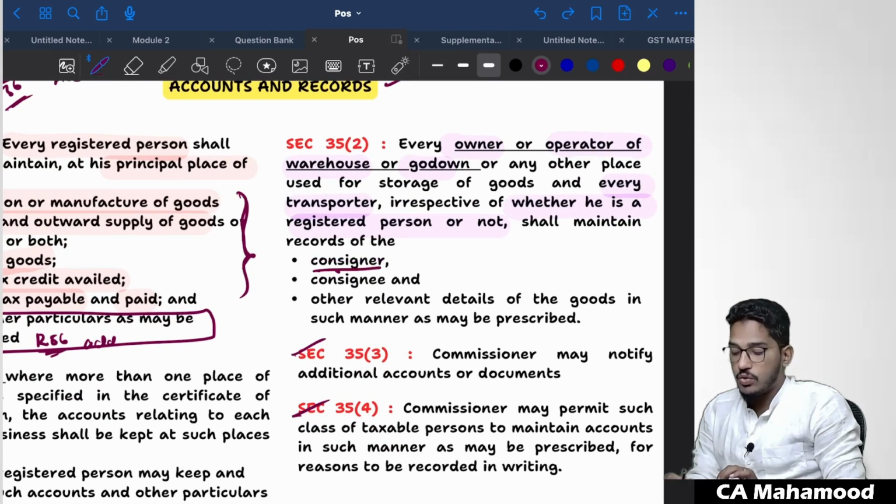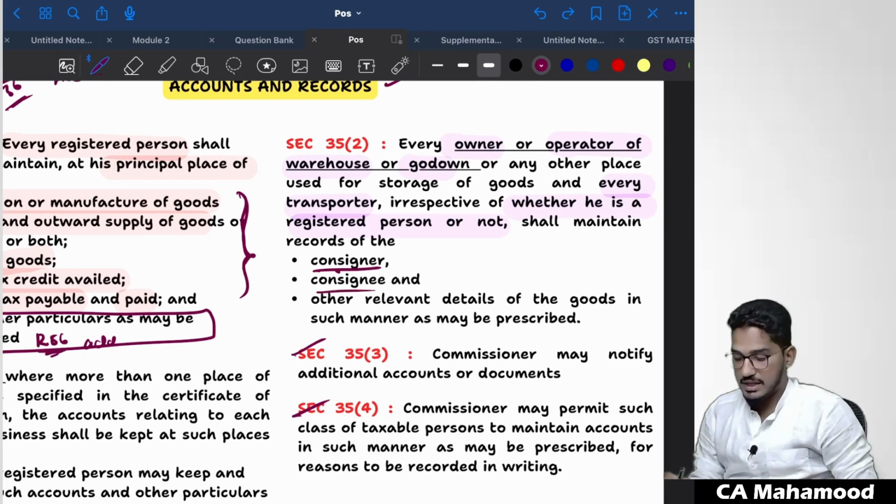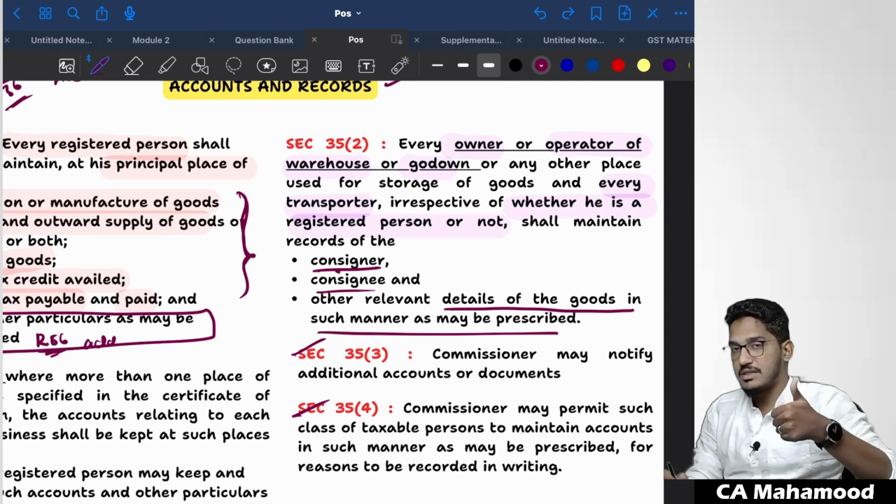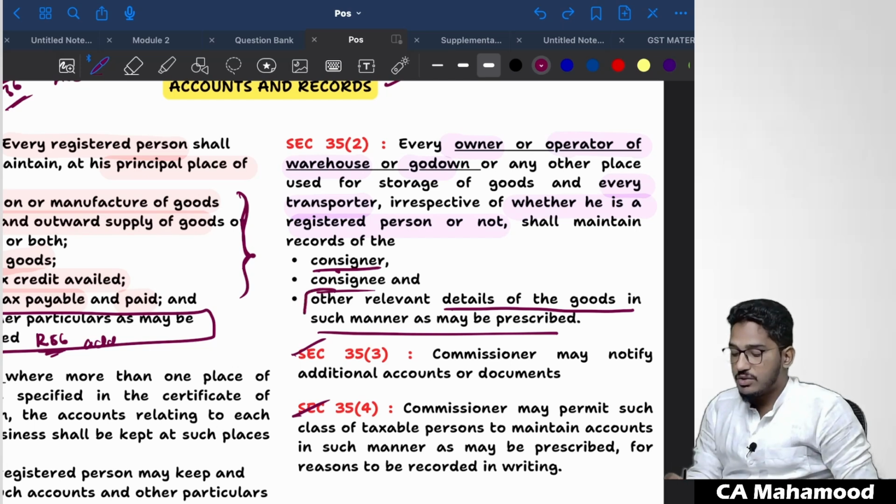Who is the consignor? On whose behalf are you storing or transporting the goods? Who is the consignee? To whom are you delivering the goods? And other relevant details of the goods in such manner as may be prescribed. So initially in section 35 subsection 2, they said every warehouse operator, godown operator or transporter has to maintain two basic details: details of the consignor and details of the consignee. In addition to that, any other details as may be prescribed.